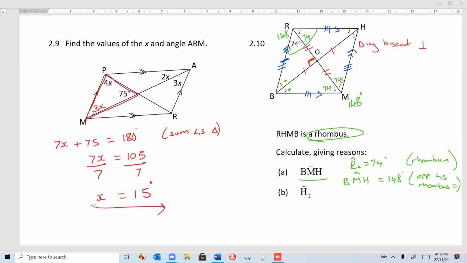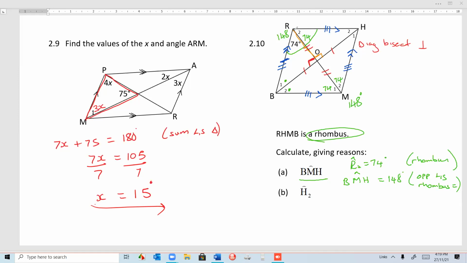So we want to get to H2. Any ideas? How can we find H2? Co-interior. Somebody said co-interior angles. I like that. But I don't want to use co-interior angles, not that it's wrong. I just want to show you another option so that you keep your options open. Sum of angles of a triangle. Yes, sum of angles of a triangle.